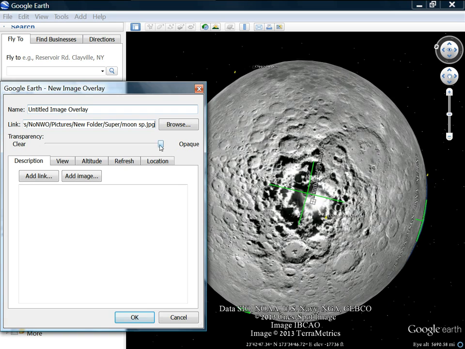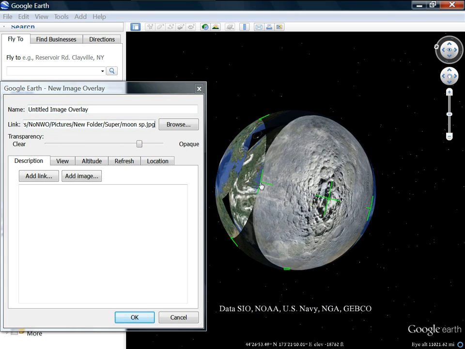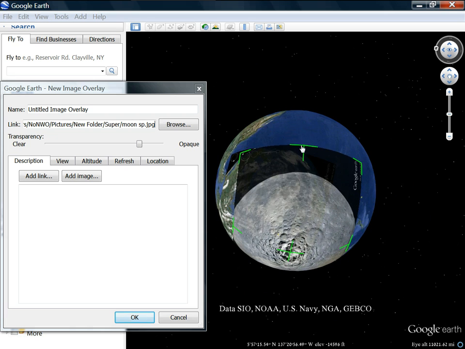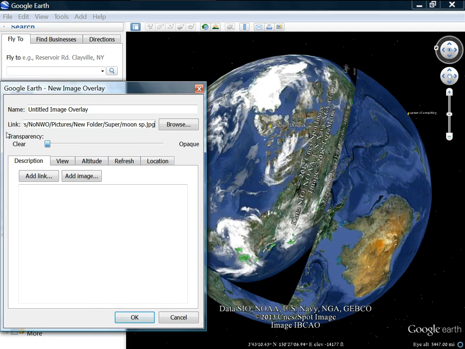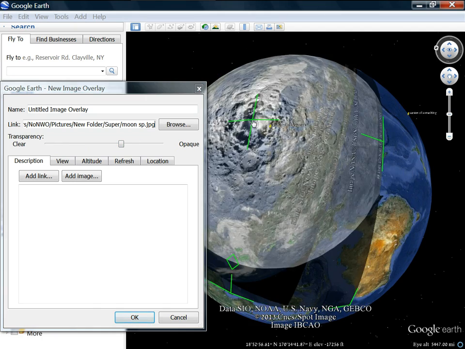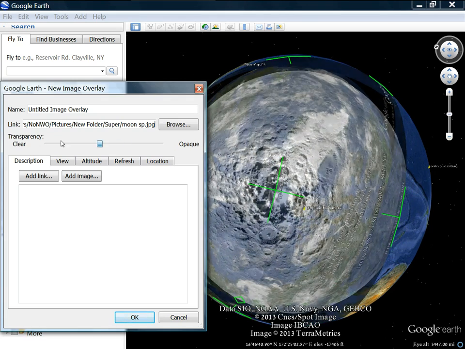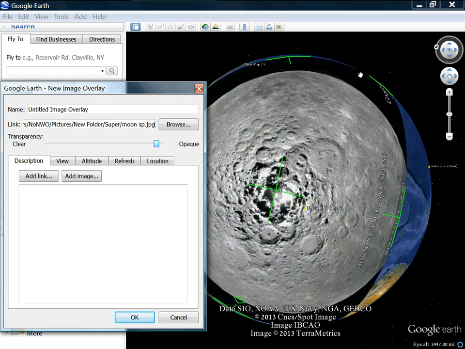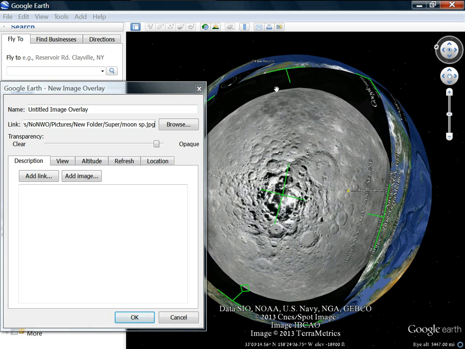Okay, so here we go. This should be real simple. So just get the size right. And this isn't the whole moon. This is just the South Pole. So this is in a circle shape, but it's not the whole moon. I just say the South Pole of the moon.